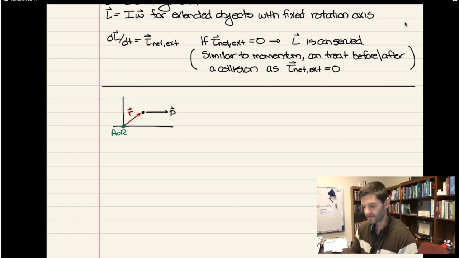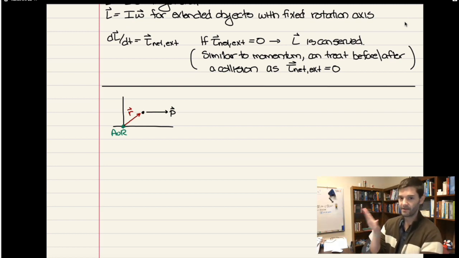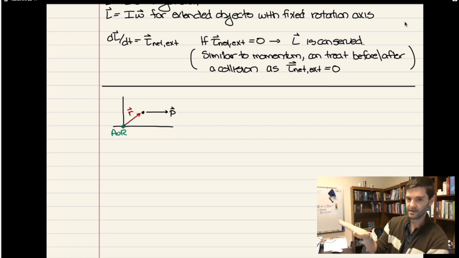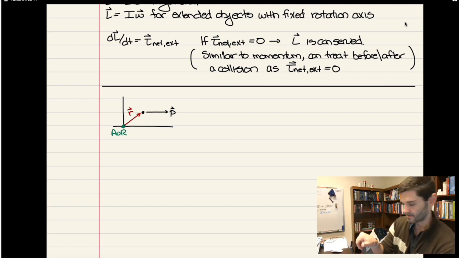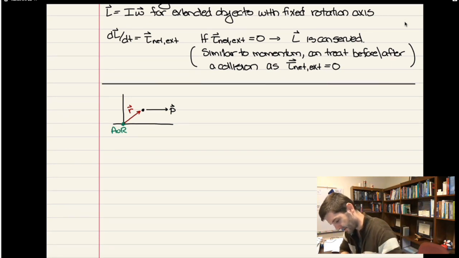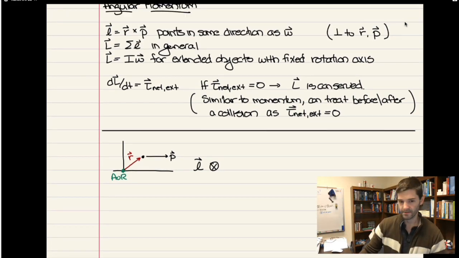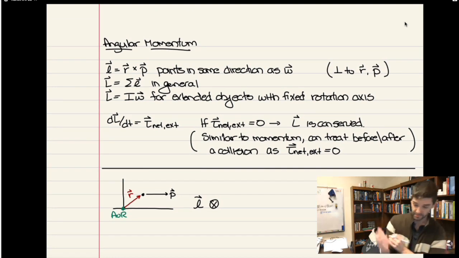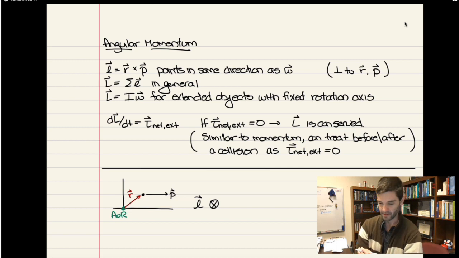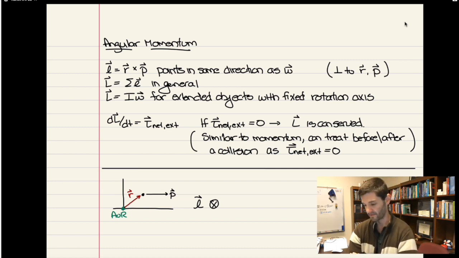So in this case, I would say, again, by the right-hand rule, my fingers point along the direction towards R, and then my fingers curl down so that they then point towards P. If I do that, my thumb points into the screen. So I would say that L is into the screen in this case. L, recall, is always perpendicular, right? Any cross product. Torque, the torque vector is perpendicular to the moment arm and the force. Angular momentum, the vector is perpendicular to the moment arm and the momentum.